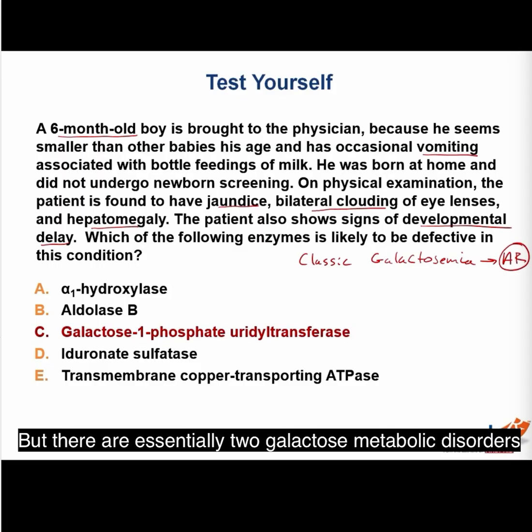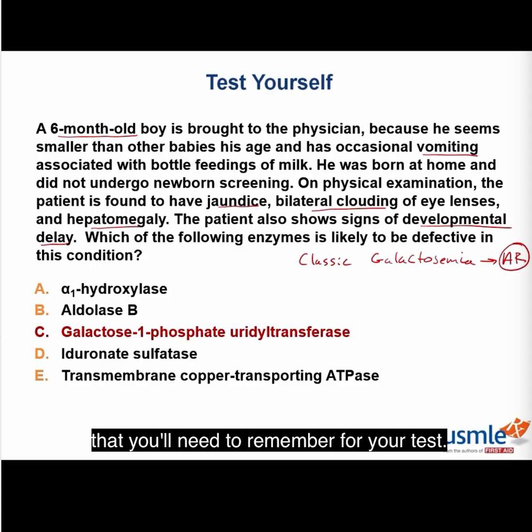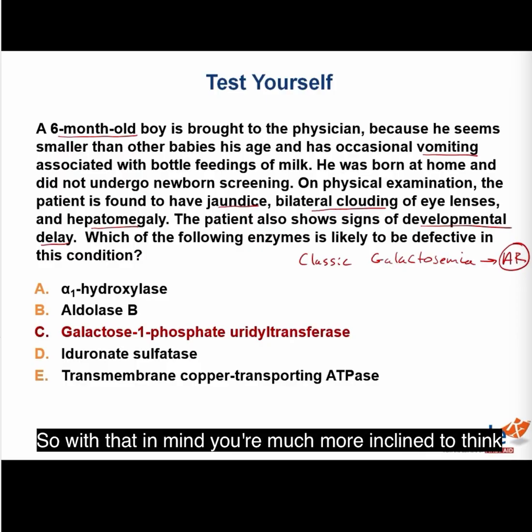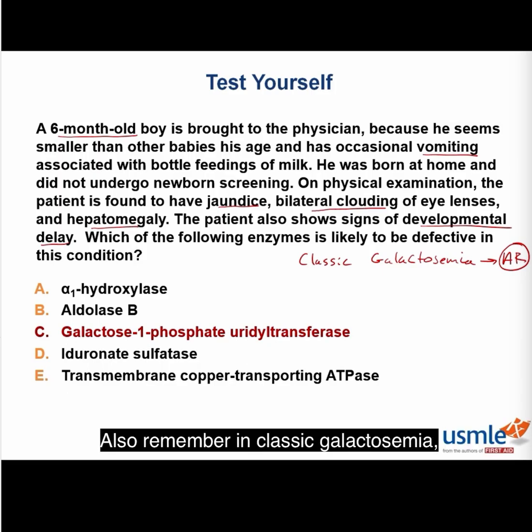Remember that there are essentially 2 galactose metabolic disorders that you'll need to remember for your test. The milder form, which is galactokinase deficiency, may present with infantile cataracts, but usually not developmental delays because of its benign nature. So with that in mind, you're much more inclined to think classic galactosemia if you see developmental delays. Also remember, in classic galactosemia, galactose 1-phosphate, as well as galactitol, will accumulate in organs causing damage, and this can lead to jaundice as well as hepatomegaly.